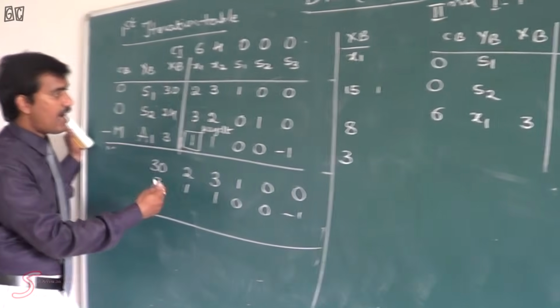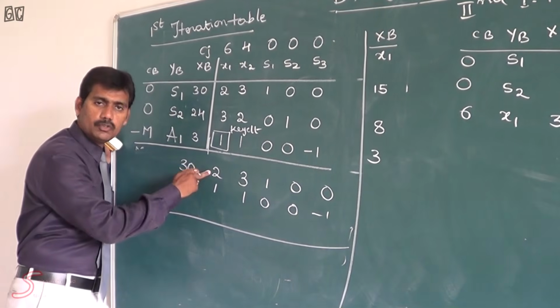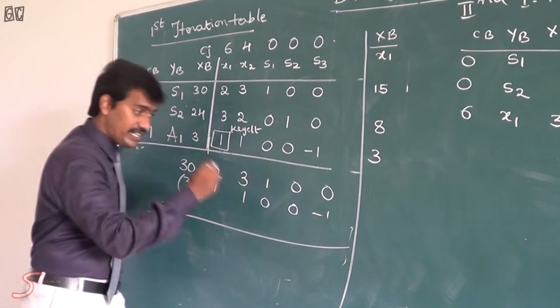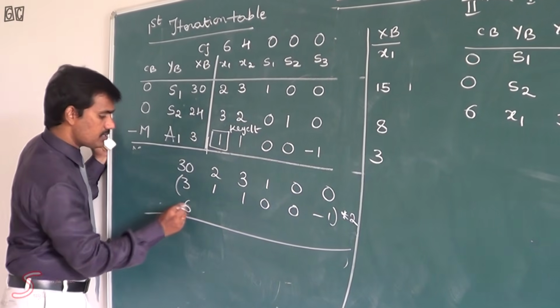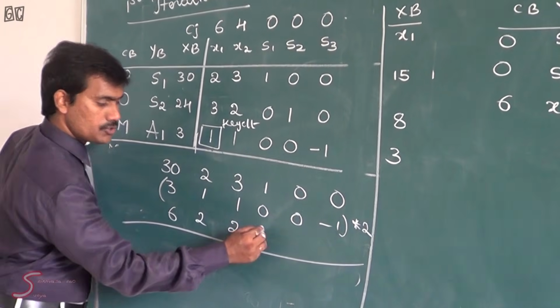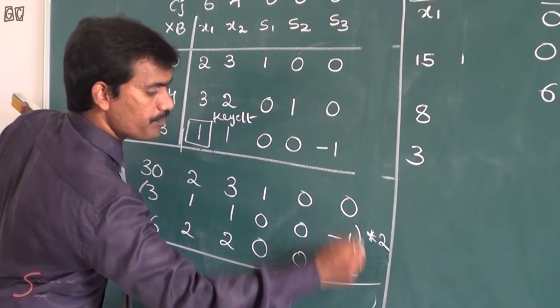So we have to get 0 here. Here we have 2, and here we have 1. So without loss of generality, I am multiplying with 2 here. 2 into 3 is 6, 2 ones are 2, again 2 ones are 2, 0, 0, minus 2.